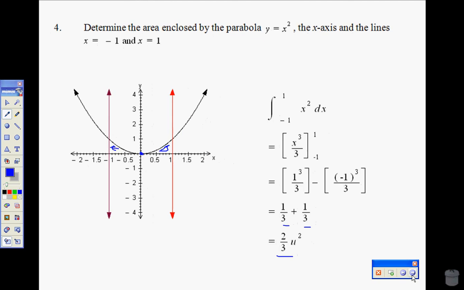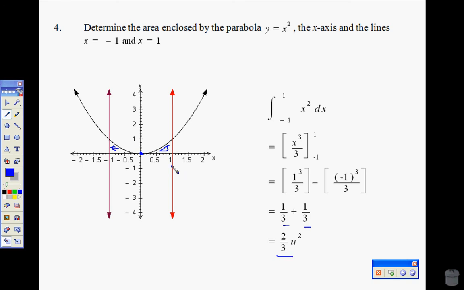In the next one, again we've got x squared, but this time we're going minus 1 to 1. So this is what our curve is going to look like. We're going from minus 1 through to 1. So our area here is in these two parts. So we can throw it in the integration. So minus 1 to 1 of x squared dx. Again, integrate for x cubed on 3. Put in 1, put in minus 1, and we get 1/3 plus 1/3, and that gives us the 2/3.